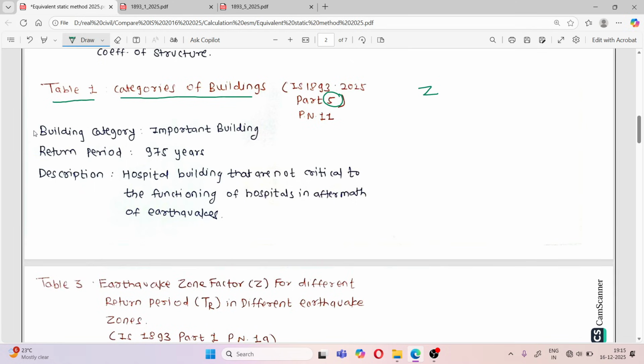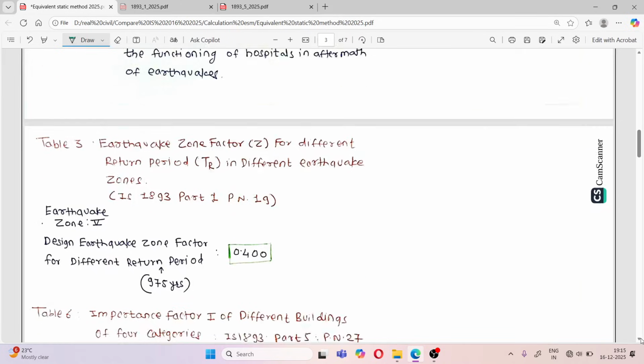So here you can see the building category is important building. Second, the return period is 975 years. And why is it important? Because we have selected this building, a hospital building, that is not critical to the functioning of the hospital after whatever it may be. Okay. Then you have to go to Table 3.